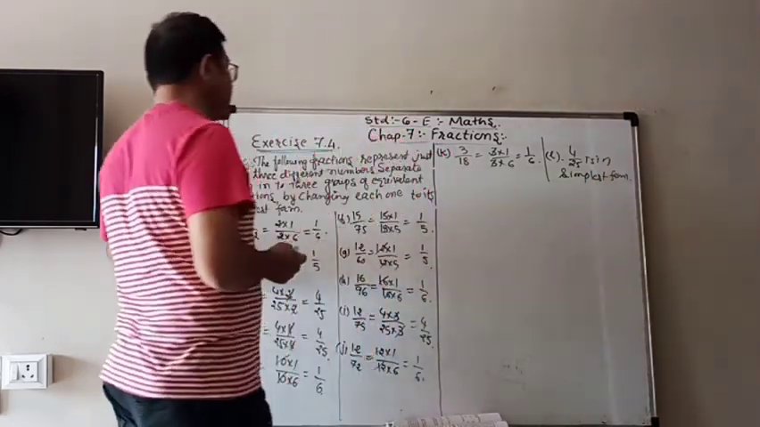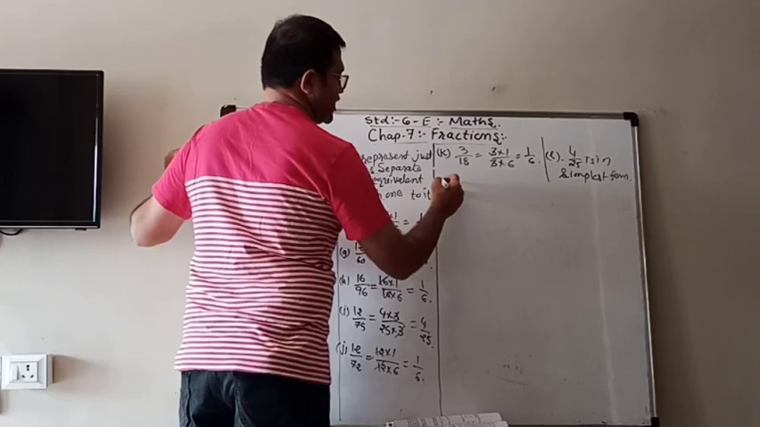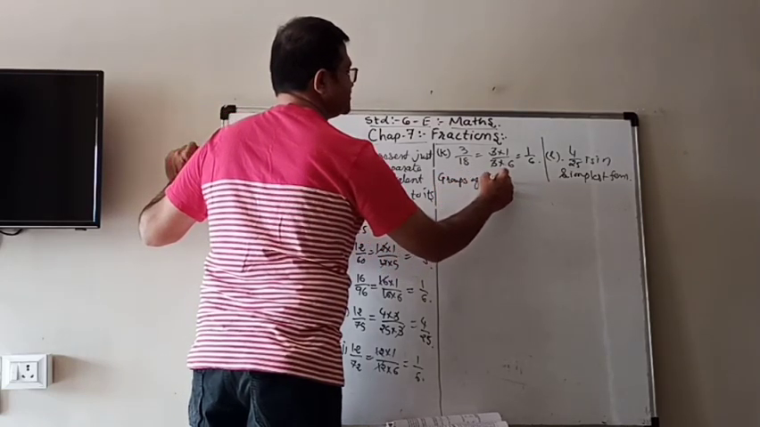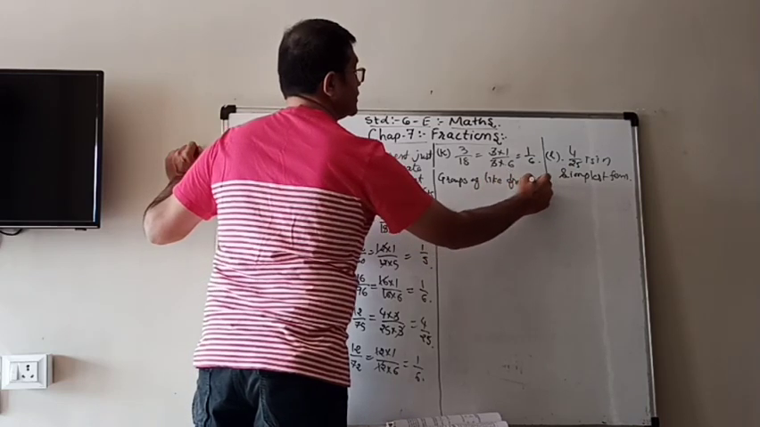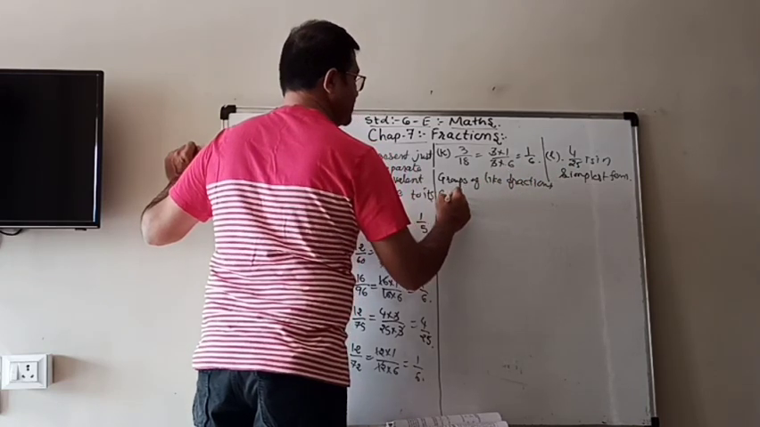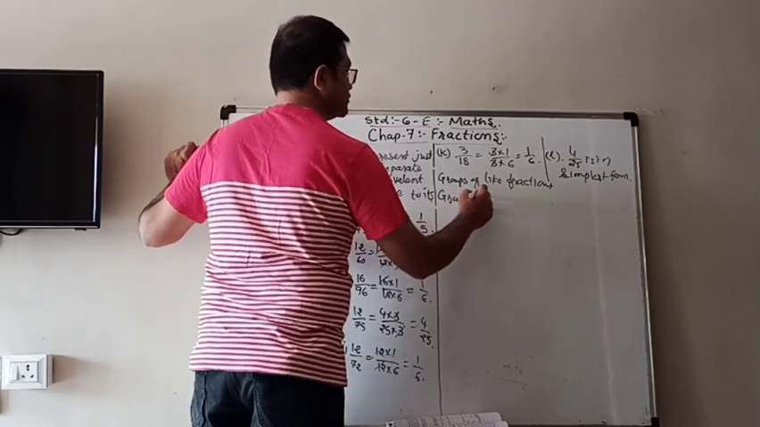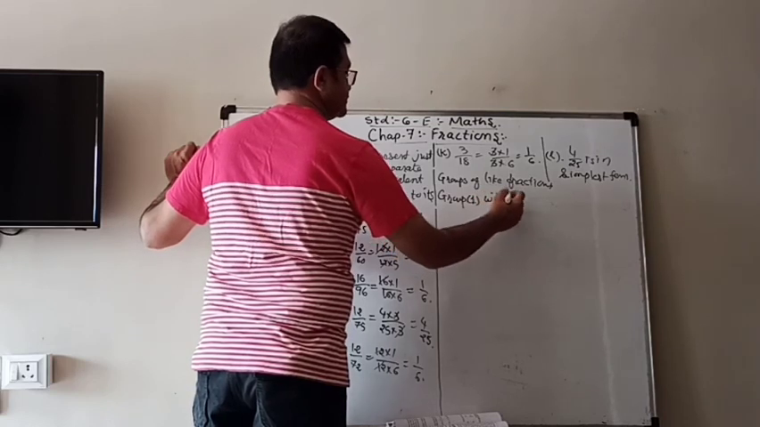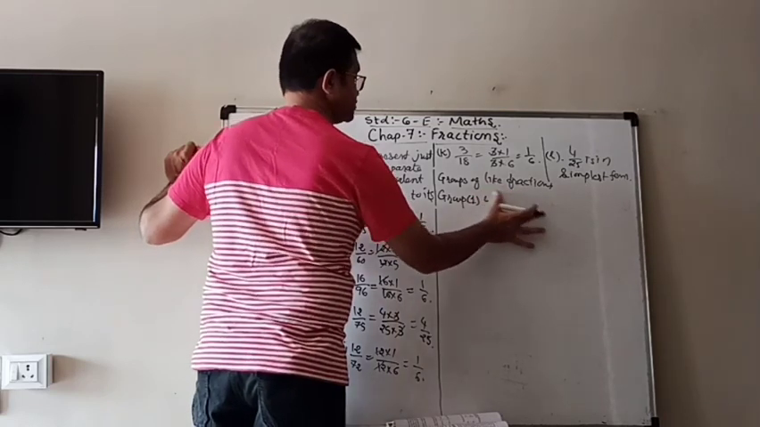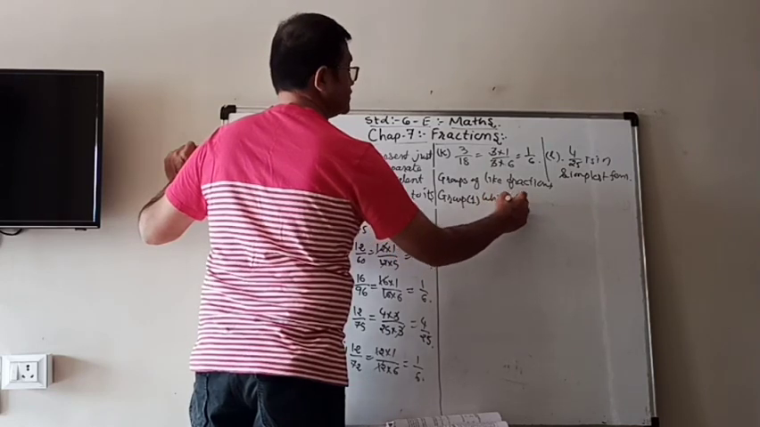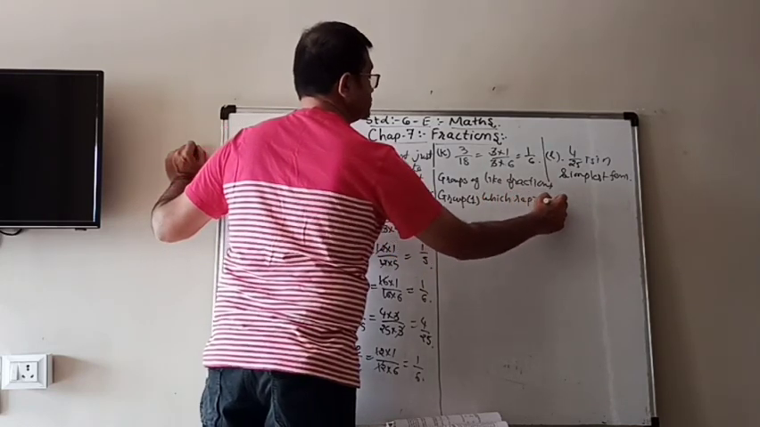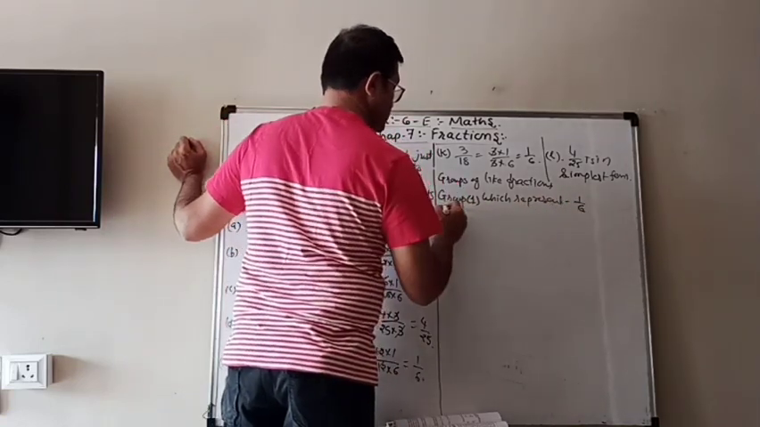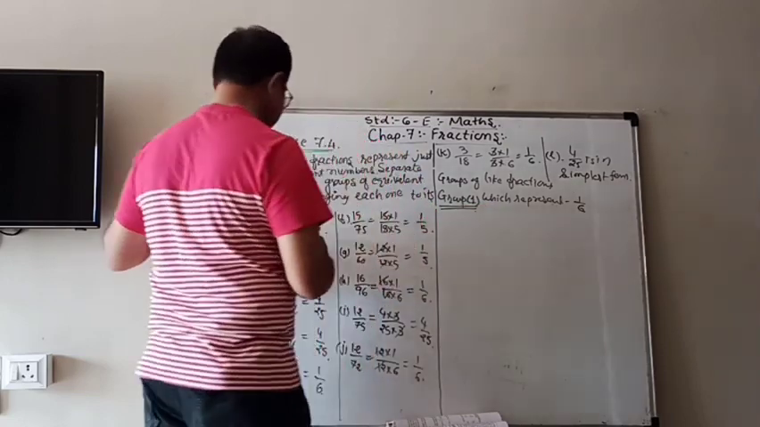So now we will make 3 groups. So now groups of like fractions. We will make the first group, group 1, which represents 1 by 6. So in group 1, which number will be there?